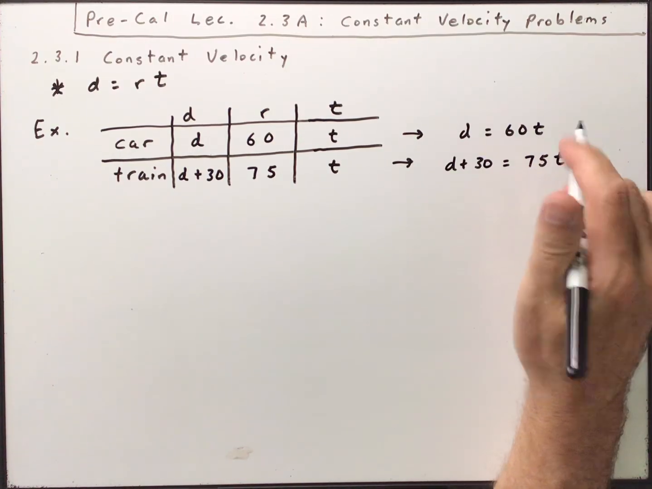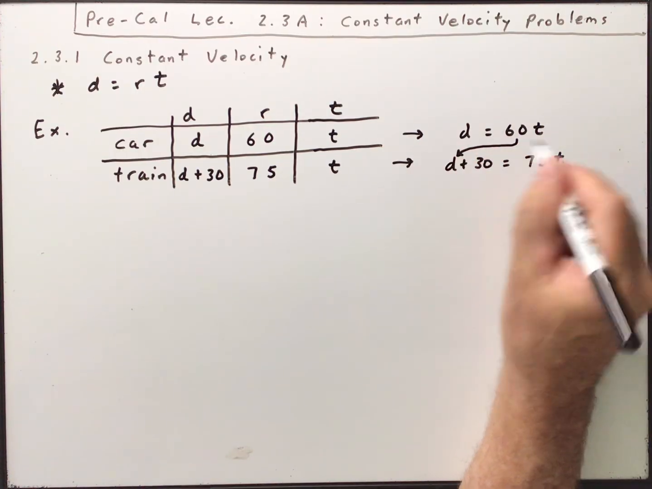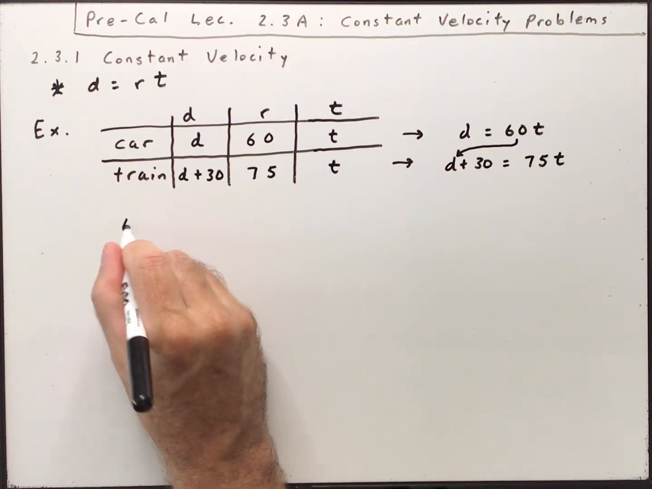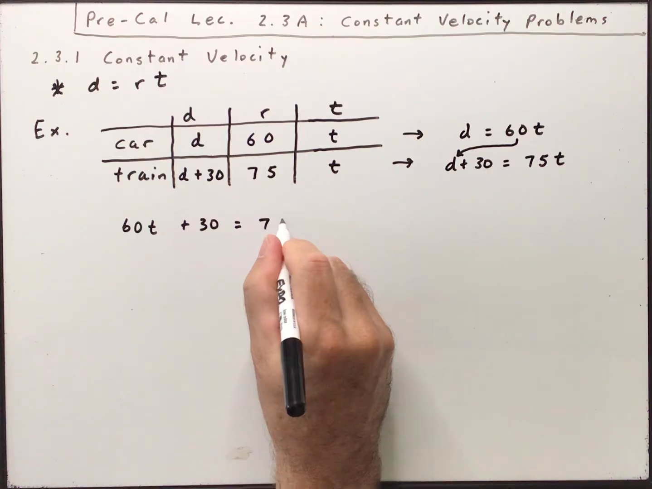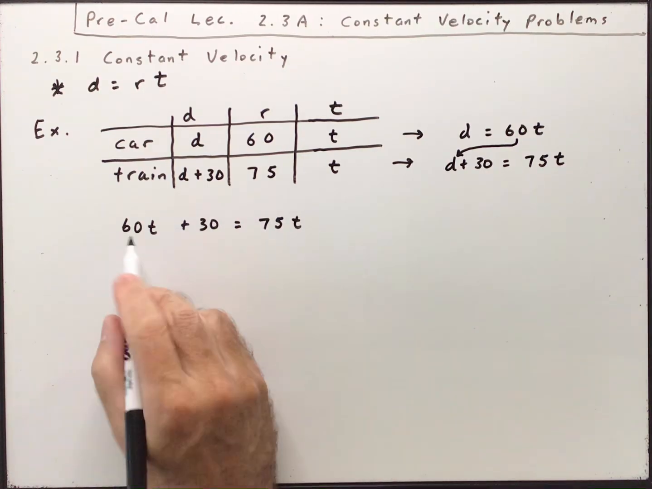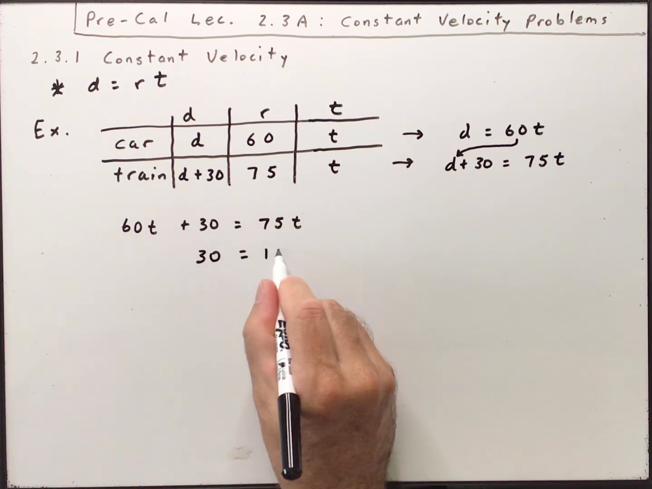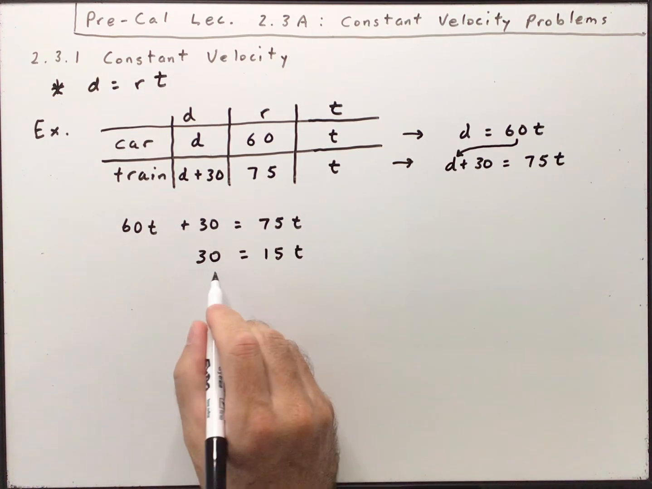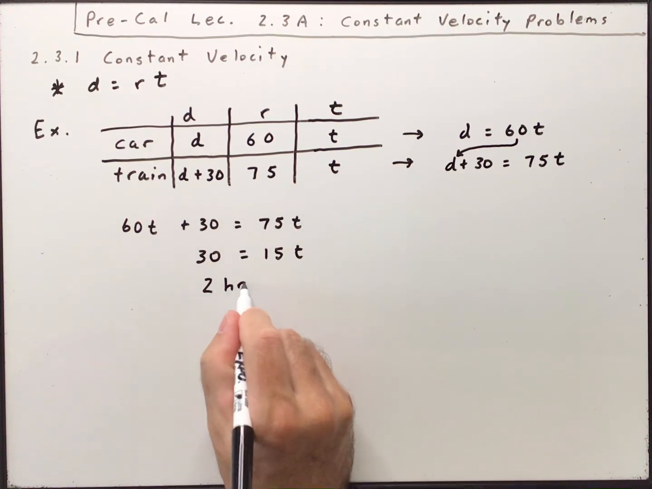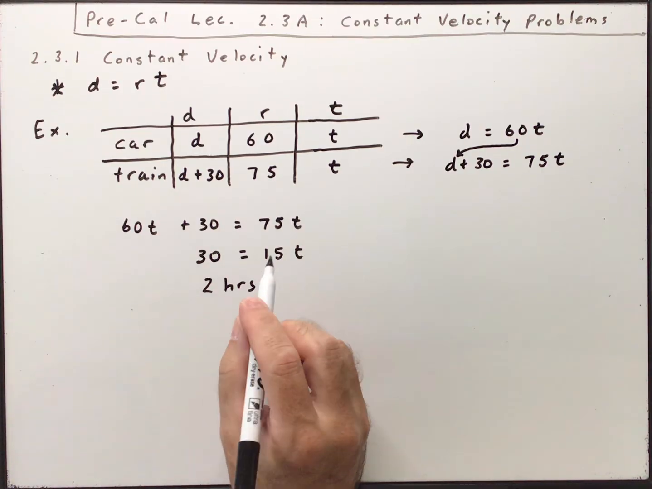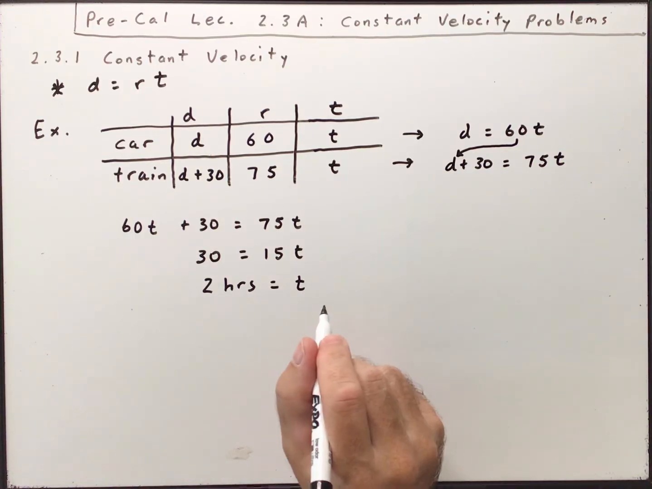So what I'm going to do is substitute 60t in for d. So I'd have 60t plus 30 is equal to 75t. So if I subtract 60t from both sides, we have 30 is equal to 15t. So divide both sides by 15 and you would have 2, and our problem is in hours, miles per hour. So miles and hours. So 2 hours is equal to t.